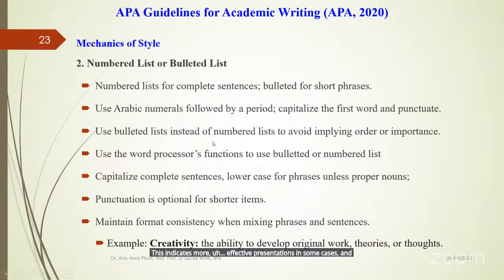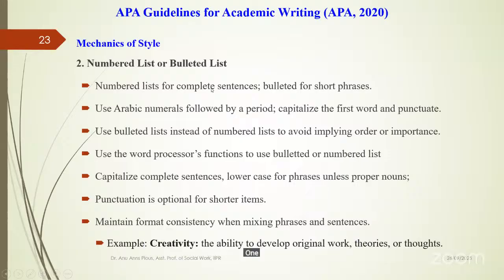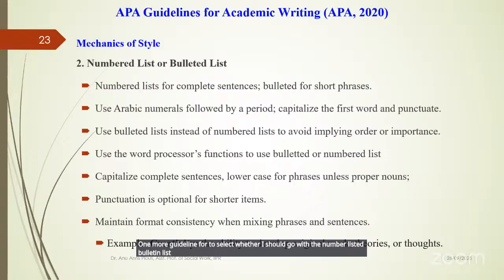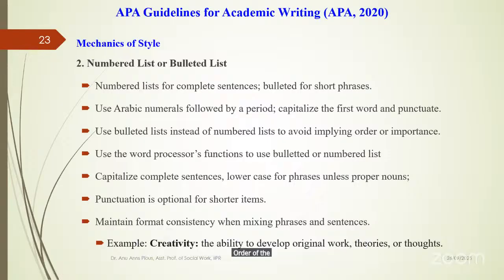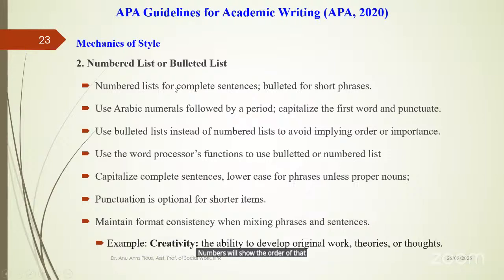And the numbered list is normally used for complete sentences, and the bulleted list for short phrases. Again, one more guideline to select whether I should go with the numbered list or bulleted list is based on the order of the content. If your elements or components have a particular order, or if it is showing a sequential progress, then you have to go with the numbered list. Numbers will show the order of that content. If there is no order, then you can go with the bulleted list.